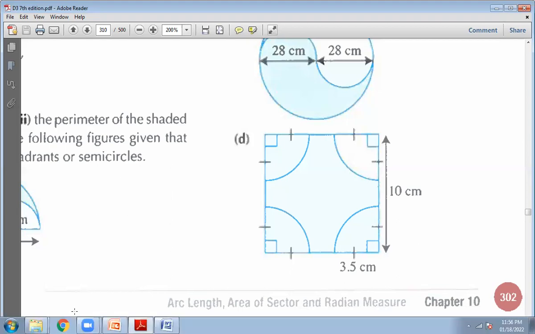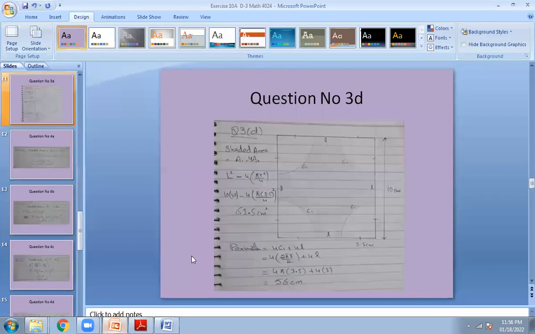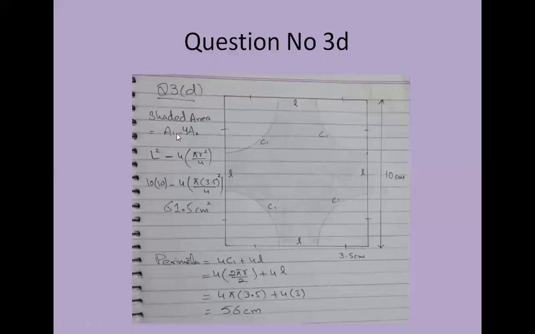Let me show you how we have solved it. Okay, so for the shaded area, I will find the area of this whole figure, that will be A1, and that is L square, means length multiply length, that will be 10 multiply 10. And I will find the area of this quadrant, which means the fourth portion of a circle, its radius is 3.5, it's given in the question. And you know the quadrant's area will be pi r squared divided by 4, and the radius is 3.5. And there are such 4 quadrants, and from the whole figure, I will subtract the area of the 4 quadrants, and that will give me the shaded area.